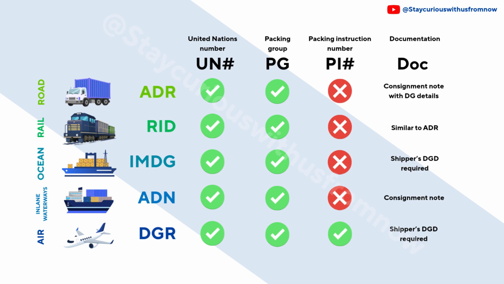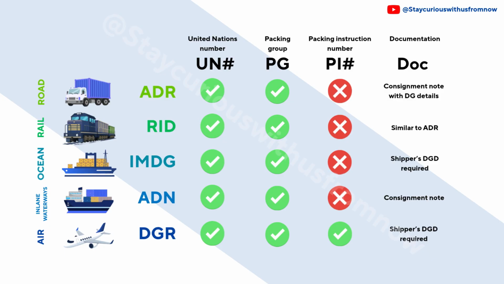For rail transport, governed by the RID, the system is almost identical to ADR. You'll see the same use of UN numbers and packing groups, no PI numbers, and similar documentation requirements, a consignment note with the relevant dangerous goods information. For ocean transport, the IMDG code also uses UN numbers and packing groups, but again, no PI numbers. The key difference is documentation. A shipper's dangerous goods declaration is required to confirm that the cargo has been properly classified, packaged, and labeled according to IMDG standards.